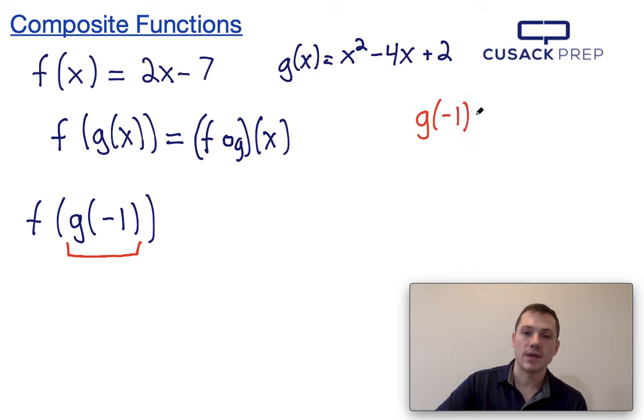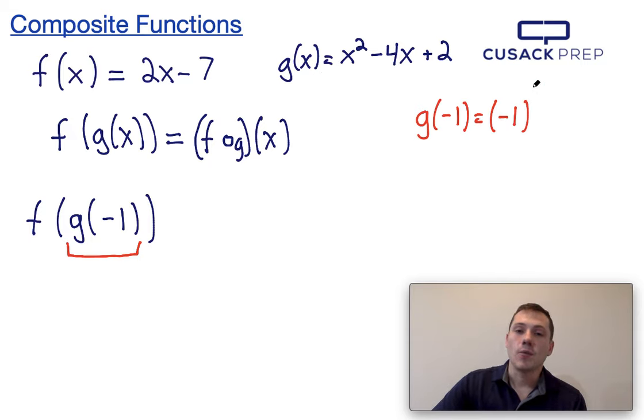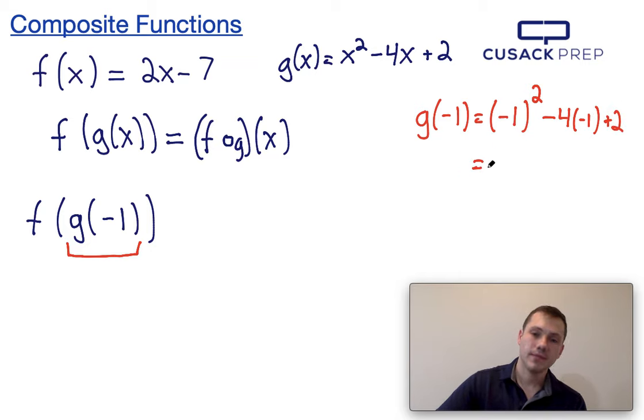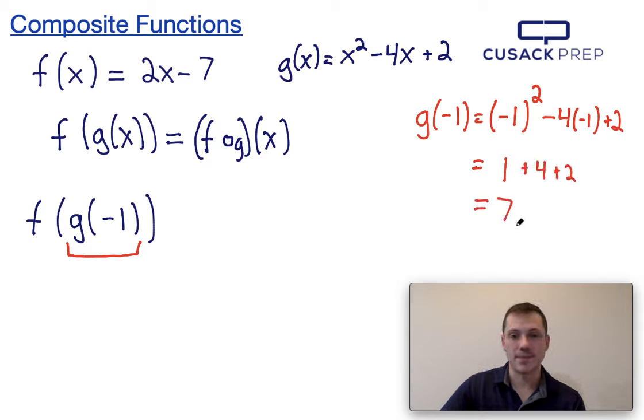So g of -1, like we talked about in the last video, you make the substitution because -1 has replaced x. When you do so, you need to use parentheses. So we're going to have -1 squared minus 4 times -1 plus 2, which is going to give us 1 plus 4 plus 2, which we find out is 7.